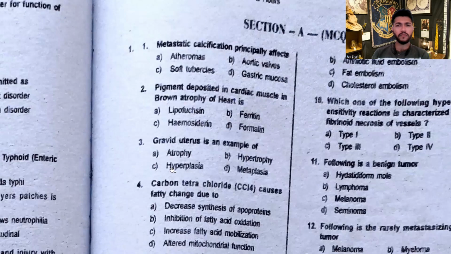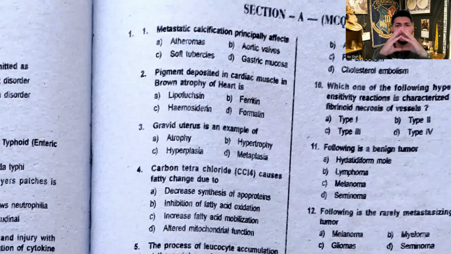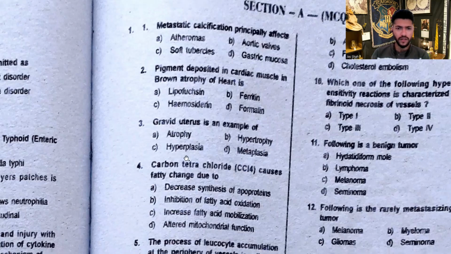Gravid uterus is an example of, now see what happens in a gravid uterus. Firstly, there is endometrial hyperplasia. Not endometrial, it is myometrial hyperplasia because estrogen stimulates your myometrium to form that. So there is myometrial hyperplasia, followed by that, as the fetus increases in size, there is stretch of these muscles. So stretch will result in hypertrophy, right? So gravid uterus is an example of hypertrophy more than hyperplasia.